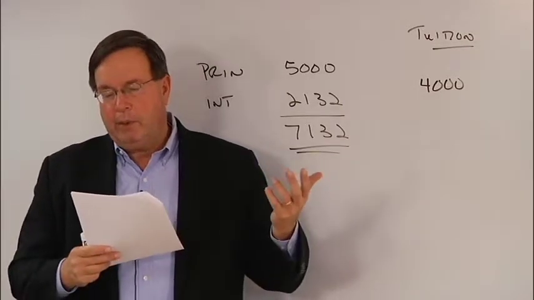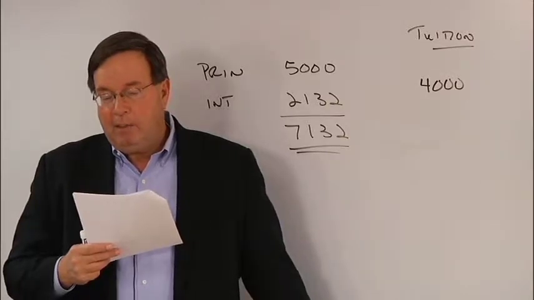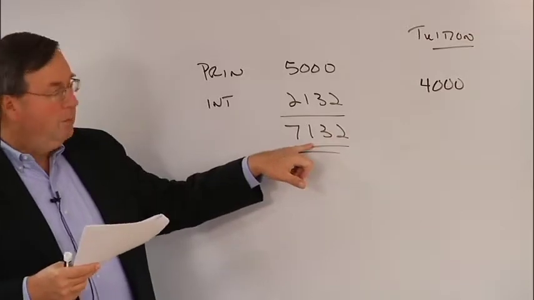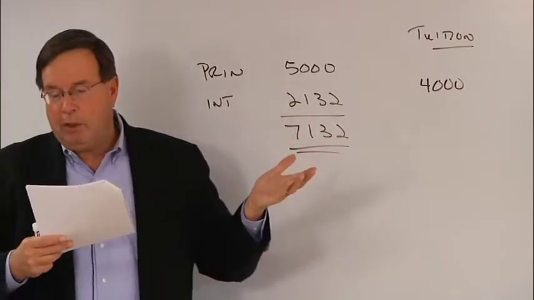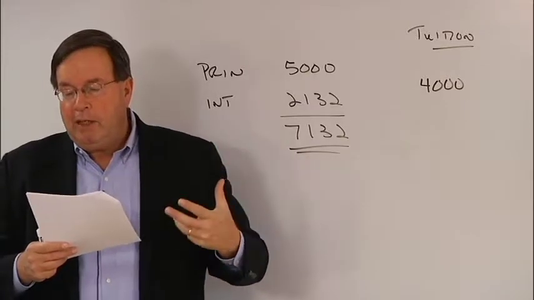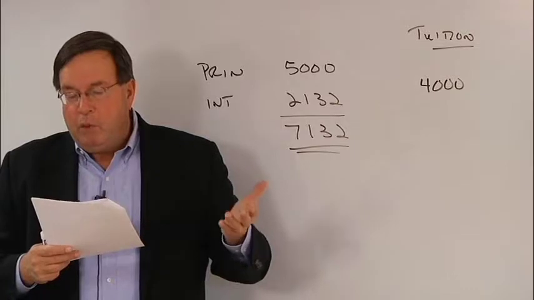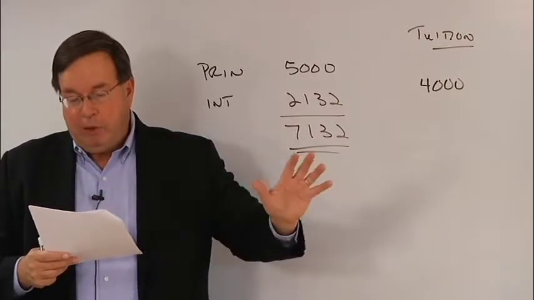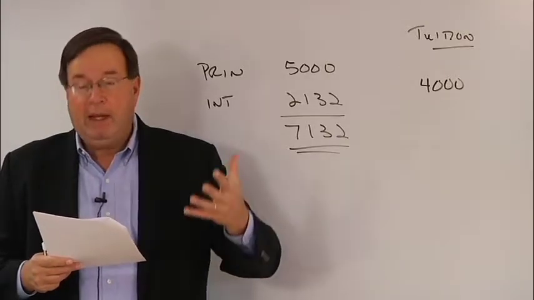So here's another one. Paul and Gina, married, cashed in some Series E savings bonds. The total proceeds were $7,132, which is $5,000 for principal and interest of $2,132. They used the money to help pay the daughter's tuition. That amount was $4,000. They are not claiming an education credit, which is great because you're not supposed to if you use it for that. How much interest can they exclude?